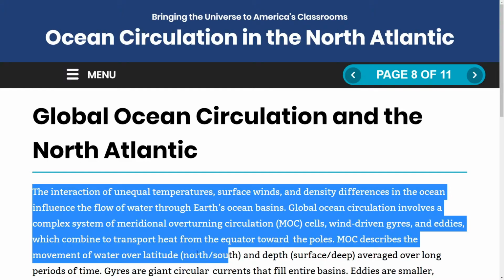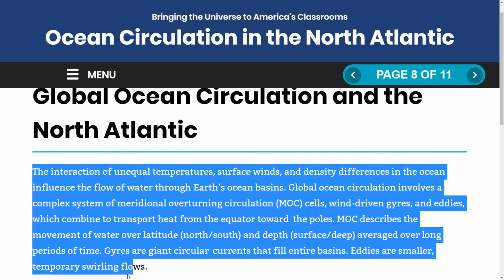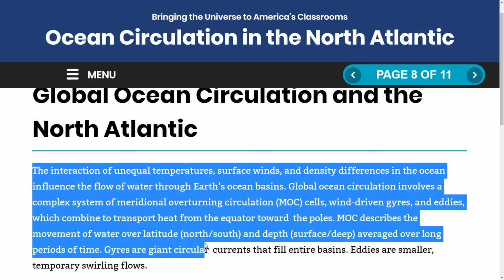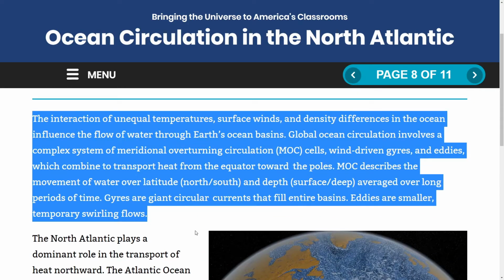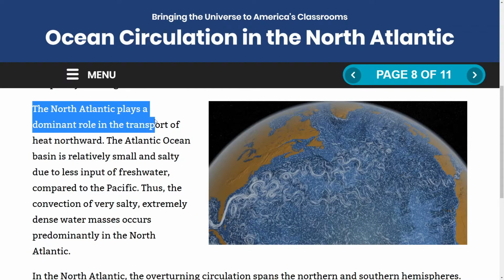MOC describes the movement of water over latitudes, going north and south, and depths, surface to how deep they are, averaged over long periods of time. Gyres are giant circular currents that fill entire basins. Eddies are smaller, temporary, swirling flows. The North Atlantic plays a dominant role in the transport of heat northward.